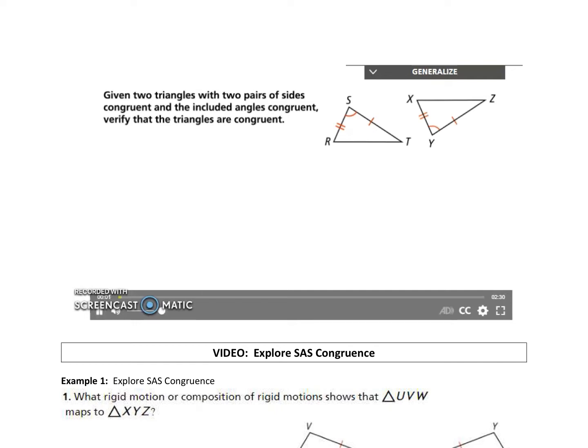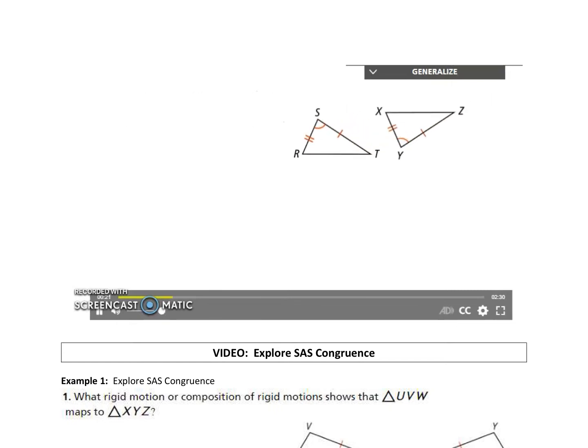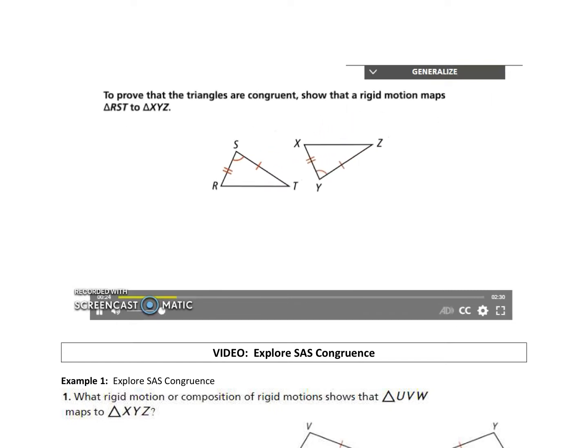Given two triangles with two pairs of sides congruent and the included angles congruent, verify that the triangles are congruent. Note that side RS is congruent to side XY, side ST is congruent to side YZ, and that angle RST is congruent to angle XYZ. To prove that the triangles are congruent, show that a rigid motion maps triangle RST to triangle XYZ.